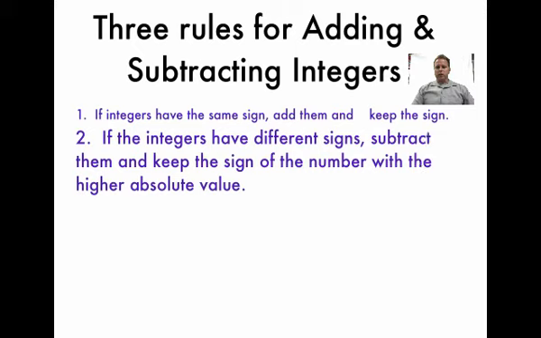Our second rule is, if the integers have different signs, subtract them and keep the sign of the number with the higher absolute value. Our first example. So we have a negative, so we'll put a red circle, and a positive blue square. We have different shapes, so we need to subtract. So we'll do 10 minus 5, and since we had more negatives, the absolute value of -10 is 10. We'll get -5 there.